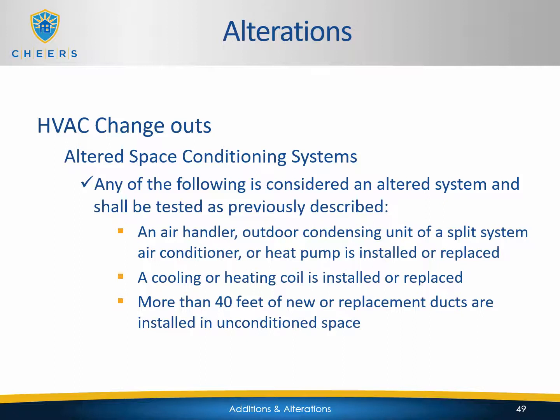Now for an altered space conditioning system, any of the following items here will be considered an altered system, and it shall be tested as previously described. Number 1, if an air handler, an outdoor condensing unit of a split system air conditioner, or a heat pump is installed or replaced. Number 2, a cooling or heating coil is installed or replaced. And last, if more than 40 feet of new or replacement ducts are installed in unconditioned space. Any of these will be considered an altered space conditioning system and will need to be tested and meet the mandatory and prescriptive requirements.